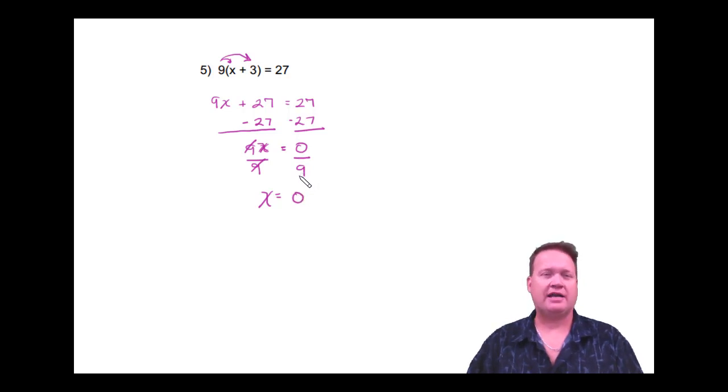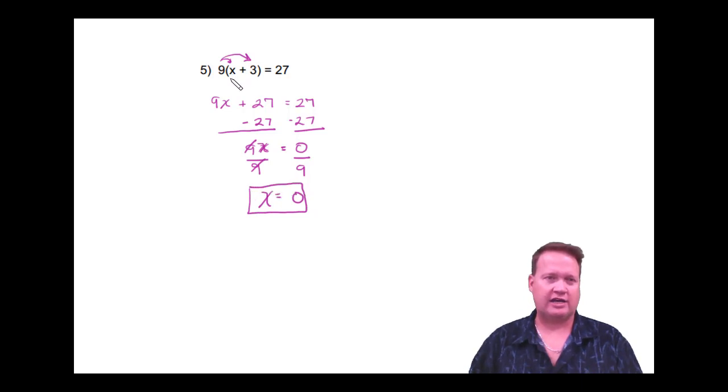Now a 0 on the bottom, that would be a different scenario. But a lot of times kids get to this step and then they're not really sure what they're looking at. But any 0 divided by any number is going to be 0. So there's our solution. If x is 0, we have an answer.